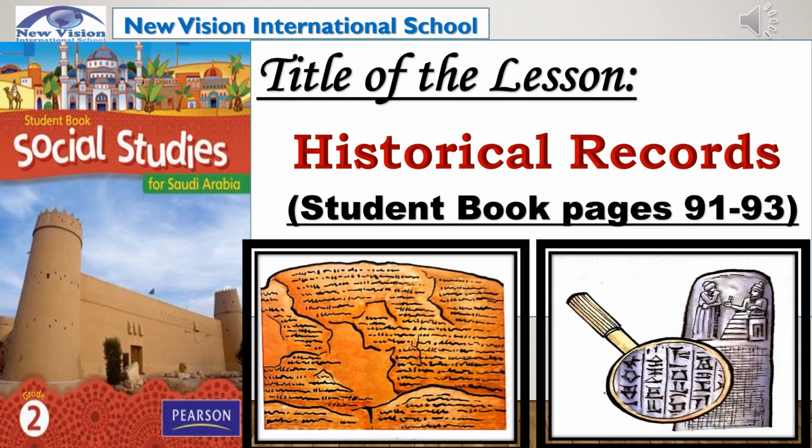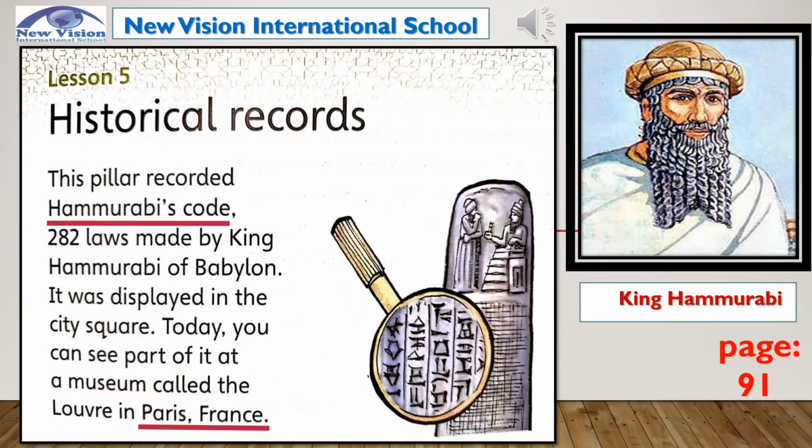Today we will talk about historical records. Kindly open your student book to page 91. This pillar recorded Hammurabi's code, 282 laws made by King Hammurabi of Babylon. It was displayed in the city square, and today you can see part of it at a museum called the Louvre in Paris, France.